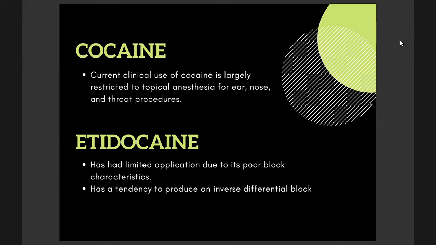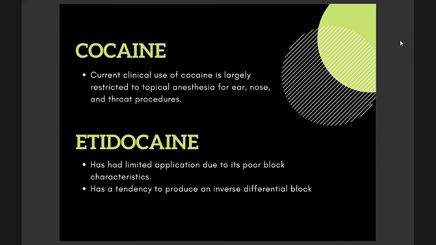Now, the drawback: it is said here that it is largely restricted to topical anesthesia for ear, nose, and throat procedure, no longer on the eye. Why? Because of its potent vasoconstrictive effect, it causes drying of the cornea. So when the cornea dries, it easily becomes abraded. So it is not being used on the eye anymore.